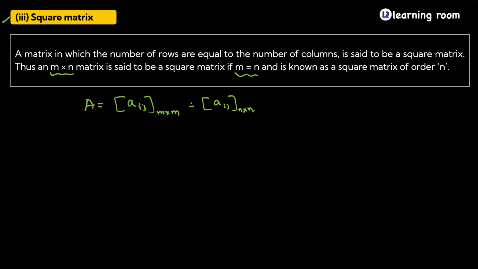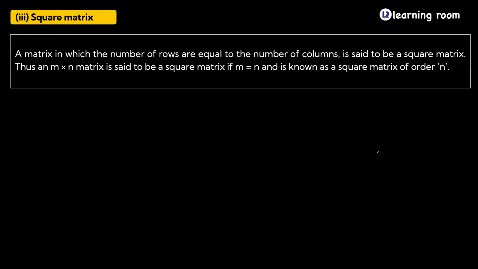So when you write a square matrix, how is it going to look? 1, 2, 3, let's say 4, 5, 6, 7, 8, 9. So this is a square matrix of order 3.